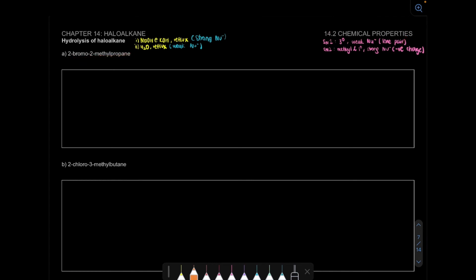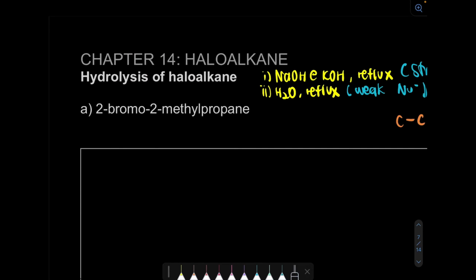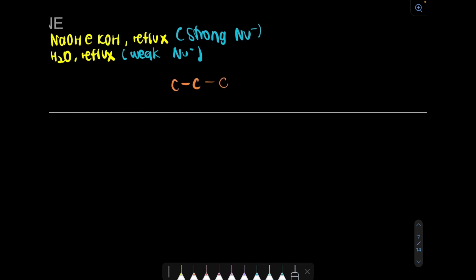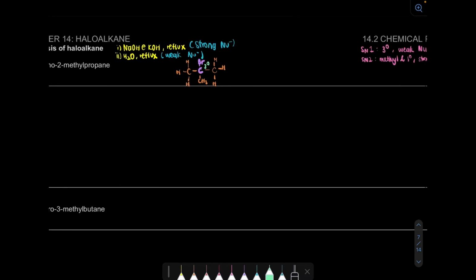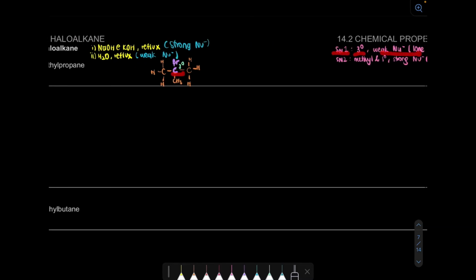Let's look at example A, 2-bromo-2-methylpropane. We have 3 carbons, and on carbon number 2 we have bromo and methyl. Make sure each carbon has 4 bonds, and the others are completed with hydrogen. The carbon that contains Br is bonded to 1, 2, 3 carbons, so this is a tertiary haloalkane. A tertiary haloalkane undergoes SN1 with a weak nucleophile, so I'm going to react it with H2O under reflux.